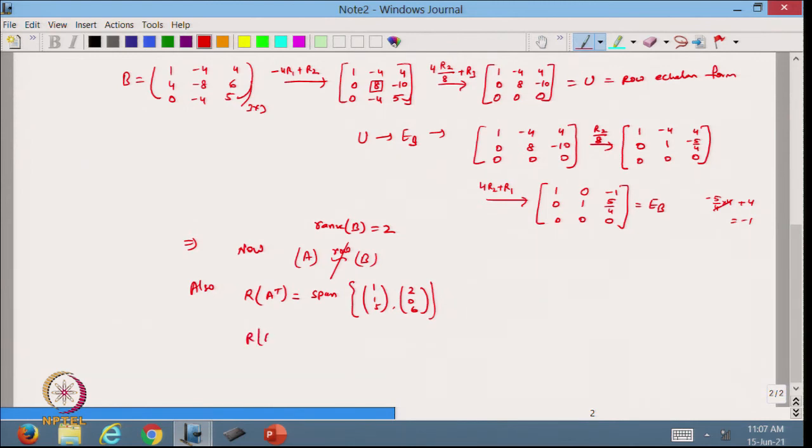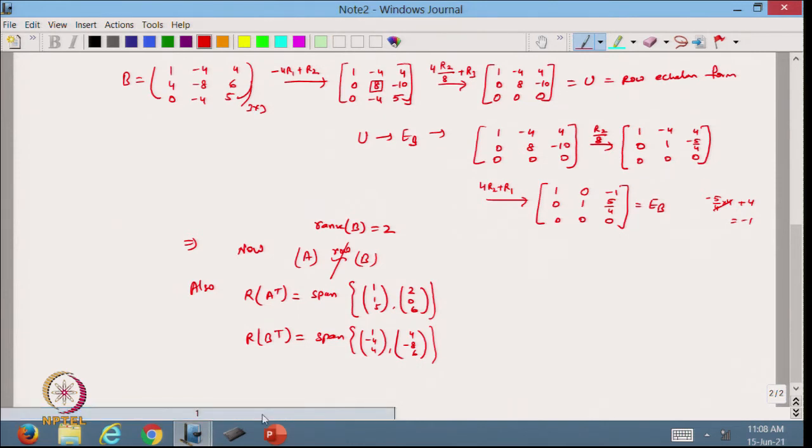And the range space of B transpose is the span of (1, -4, 4) and (4, -8, 6), and both have the same range space. So the dimension in both cases is coming to 2. So, that is the way we can do it.